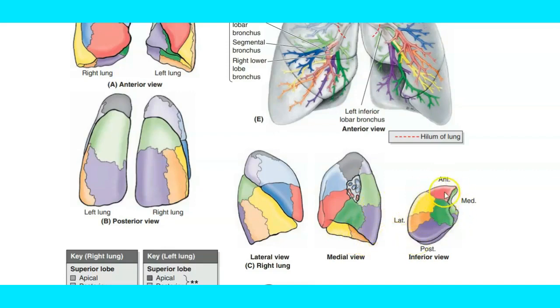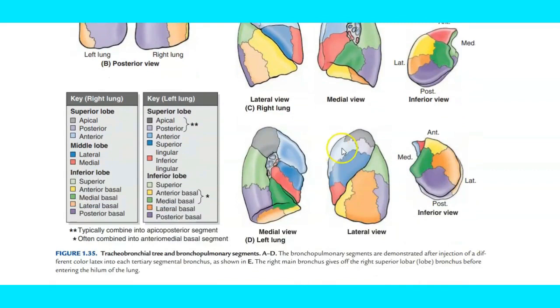What you can find here is the medial segment of the middle lobe, right? Then here you find the anterior basal segment, medial basal segment, lateral basal segment, then the posterior basal segment. Alright, so that's it for the right lung. So now let's move into the left lung.